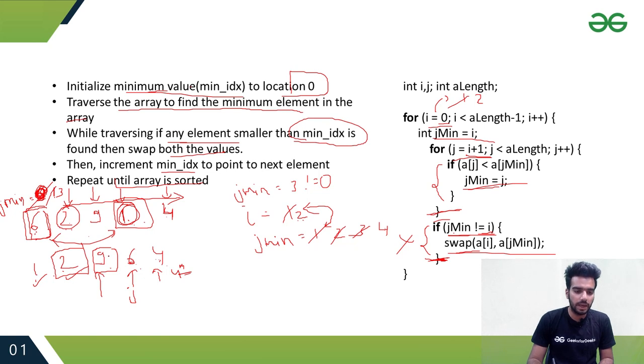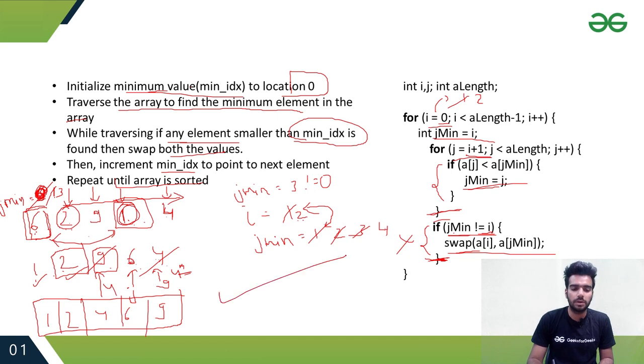What is AI here? AI is 9 and AJ min is 4. So it will become 4 and 9. So as like that, in the next iteration, it will become 1, 4, 6, 9. So we found that we got a sorted array. So that's how the selection sort algorithm works.